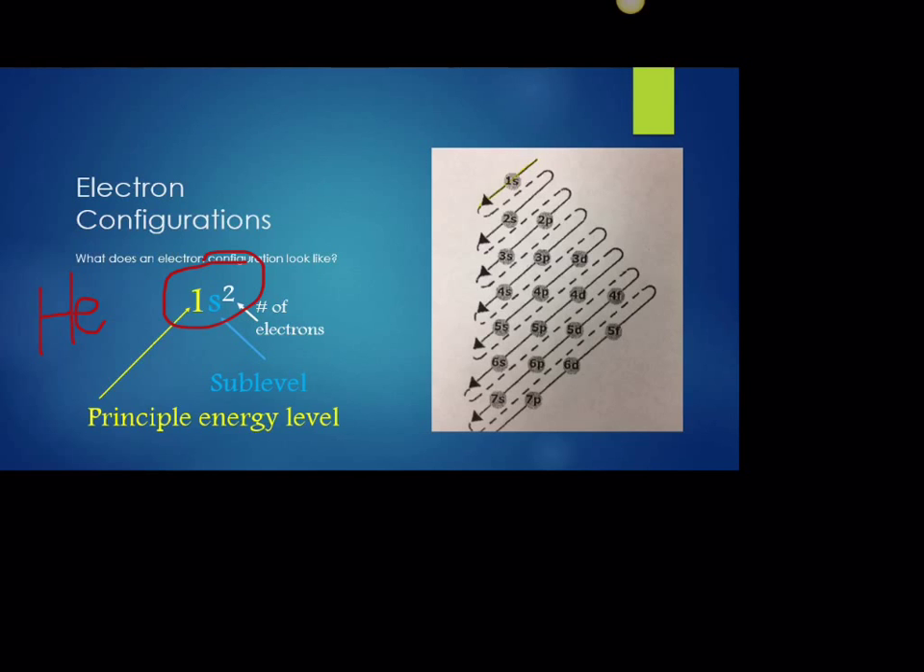All right, you're going to need your Aufbau chart for this and your ISN, and you're going to do some practice problems in your ISN.